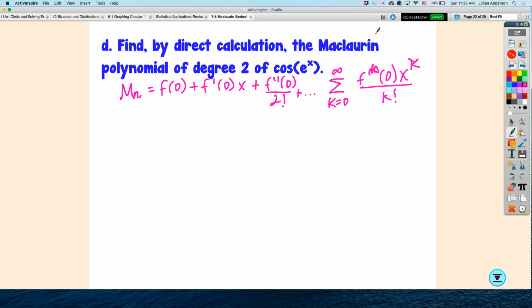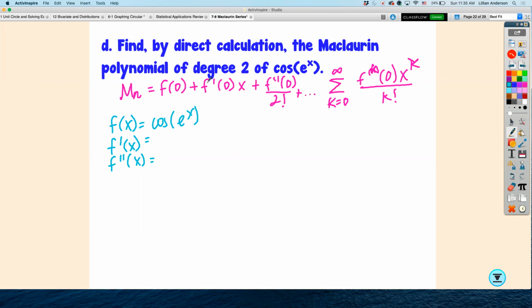So in order for us to do this, we need to know our first derivative and our second derivative of our function. Our function is cosine e to the x. So then we need to find our first derivative and our second derivative, so that we can find for a degree of 2. And on top of that, we're going to need to find f of 0.